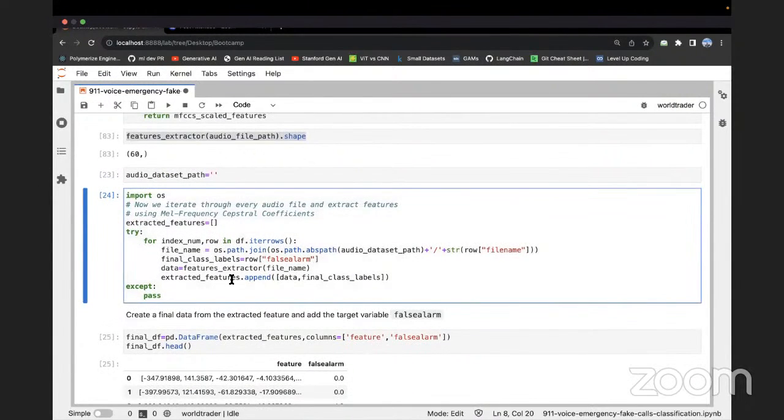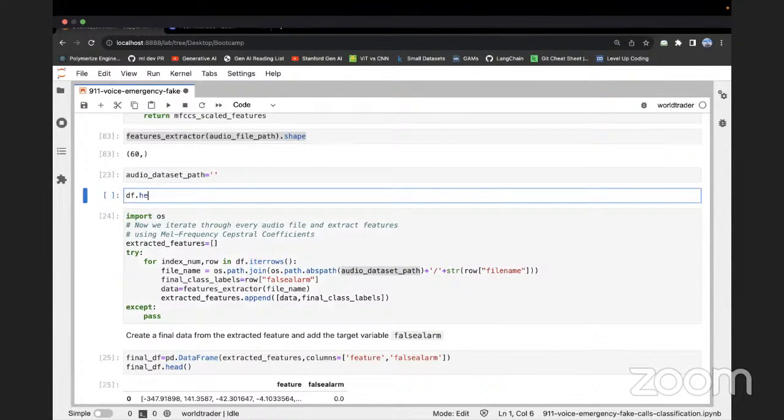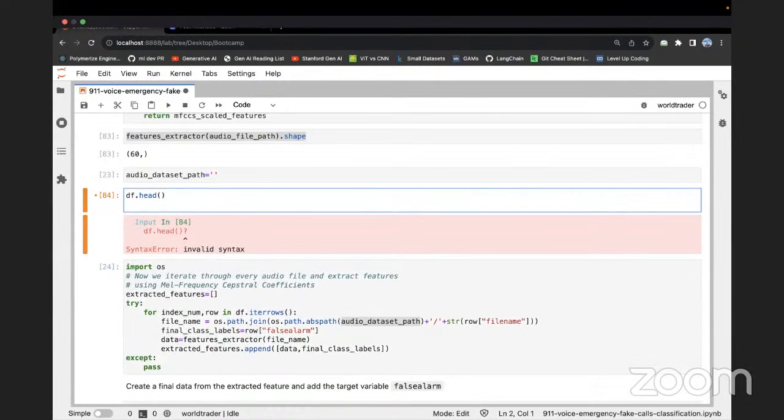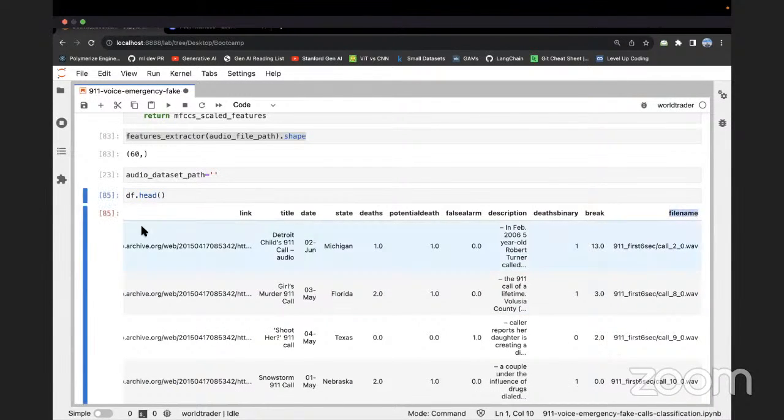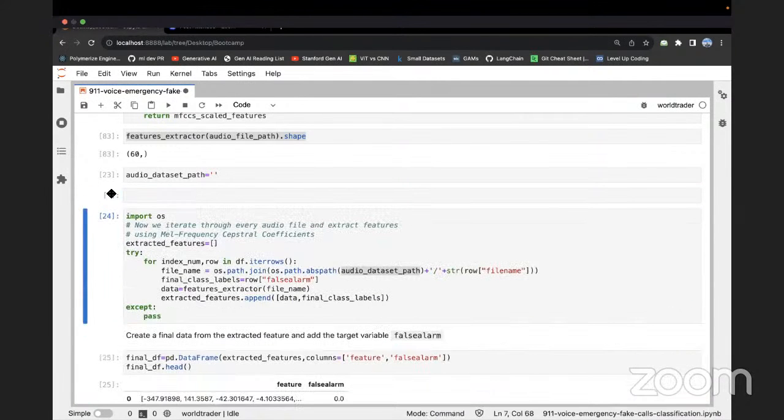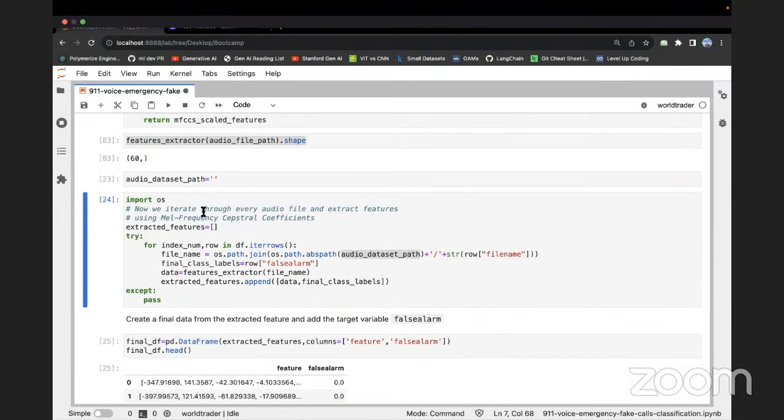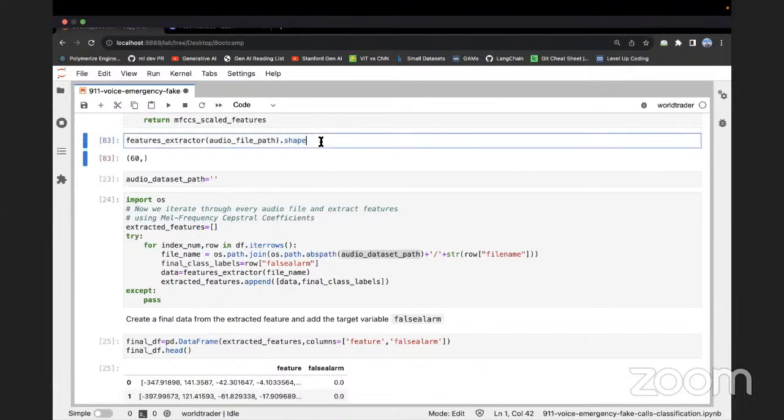Now I do that in a for loop. I will call this function throughout the data frame. You can see df.iterrows, which means I will go through each and every row and find the audio dataset path. Remember, our df had the audio path, the file name. It is the first 6 seconds. All the audios have been cut down to the first 6 seconds because that helps the computer understand if this is a serious or non-serious call. If the computer has to hear the entire conversation and then take a decision, it doesn't make sense, right? So first 6 seconds only.